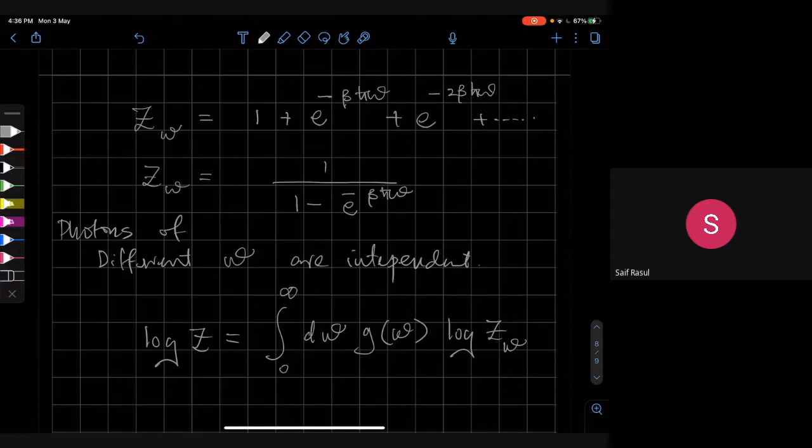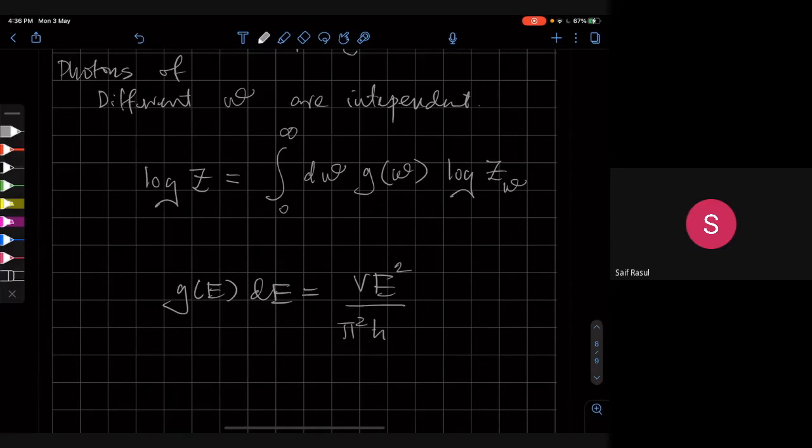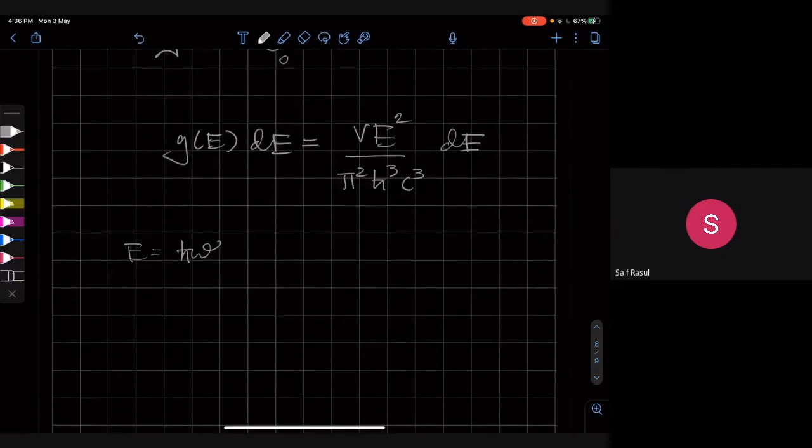So g of omega is something we know. We know it as g of e. So we know g of e d of e, and that is going to be v e squared by pi squared h bar cubed c cubed d of e. Okay, so now we use the fact that E is h bar omega for a photon, and then we can write this as g of omega. This is an abuse of notation because g of omega is not the same function as g of e. So you can put a tilde here if you like.